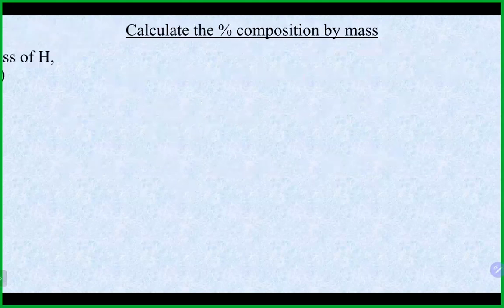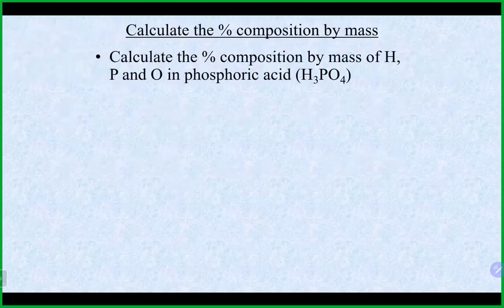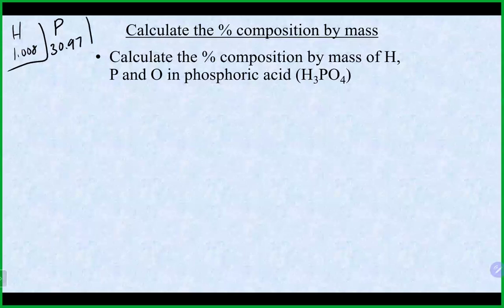Now, I want to try another one here. So for this one, what is the percent composition by mass of hydrogen, phosphorus, and oxygen? So hydrogen, again, 1.008 from the periodic table. Phosphorus, 30.97, I think. And oxygen, still 16.